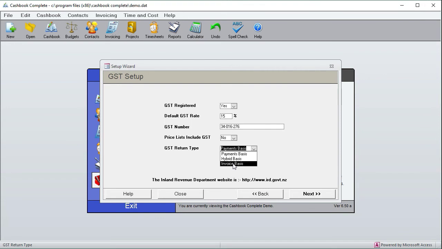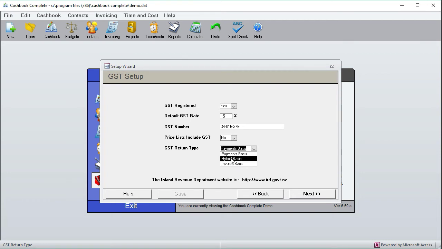With invoice basis, it calculates the GST from your invoices, both the invoices that you send out and the invoices that you receive. For both of them it uses the invoice date for determining which period the GST goes into, and then the invoice amount. For the cash book, it means that you have to put in an extra date, which with payments basis you don't have to put in, because the date is the invoice date, not the cash book transaction date. And I'll show you that later.